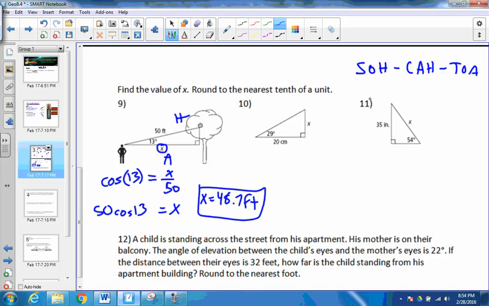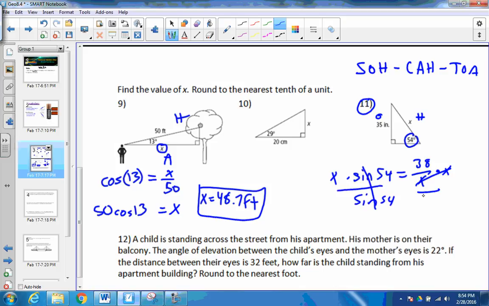Let's go to number 11 real quick. Let's do one of those, just a good recap here. We have the angle of 54, we have the hypotenuse, and we have the opposite. So sine of 54 would be equal to the opposite, so 38, over the hypotenuse, which is x. Now remember, when we solve for this, we multiply both sides by x, and then we still don't have x by itself, so then we have to divide. So we have to divide by the sine of 54 on both sides.